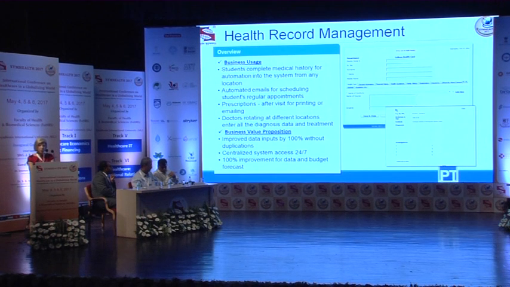Health record management workflow was designed for outpatient record management. The business use provides a complete database for the doctors to see all health records. Students complete their information online using a link, so again, there are no forms. Schedules of appointments are done by email or text on their mobile. Prescriptions can be emailed or printed, and the doctors have easy access to all the medical data.